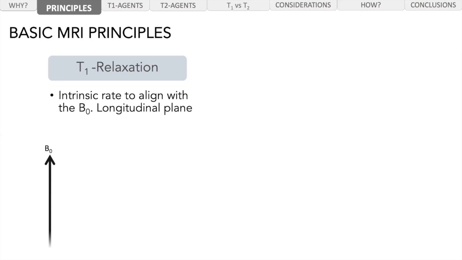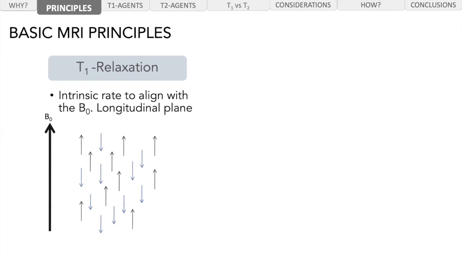T1 relaxation is really the intrinsic rate to align with the magnetic field in the longitudinal plane. The hydrogen protons are in constant thermal energy exchange with the surrounding atoms. So when the static field is applied, these protons align with the magnetic field in order to reach their minimum energy state. This equilibrium state could be perturbed, let's say with an external RF energy, but it will always have the tendency to align. And this rate of growth of the overall magnetization is what we call the longitudinal relaxation rate. So that constant is that rate.